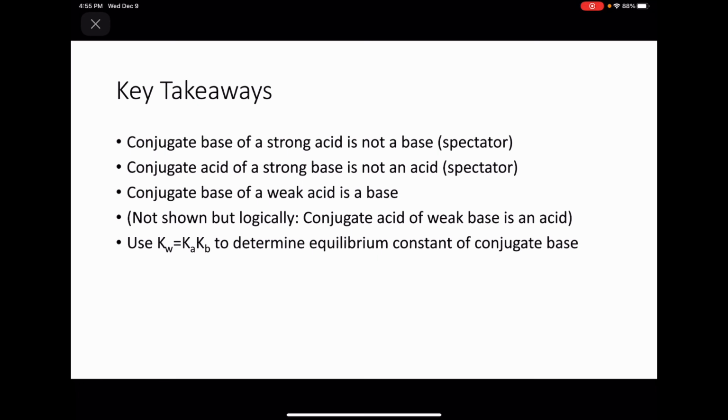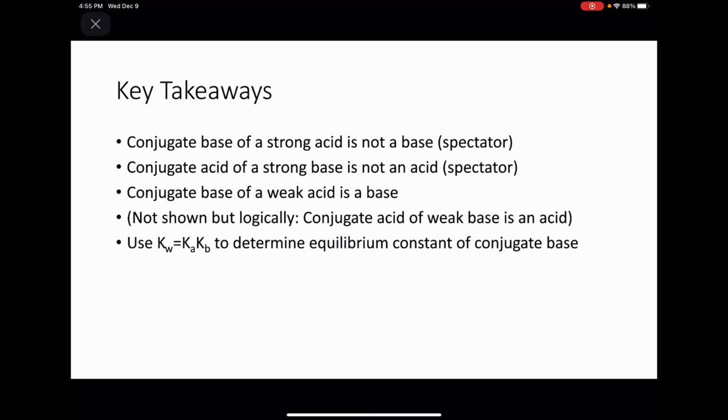And lastly, we're left with our takeaways from this video. Basically what we found is that the conjugate base of a strong acid is not a base. The conjugate acid of a strong base is not an acid. Those are both just spectators. That's actually one of the hallmarks of a strong acid or strong base, is that their conjugate base or conjugate acid do not work. The conjugate base of a weak acid is a base.